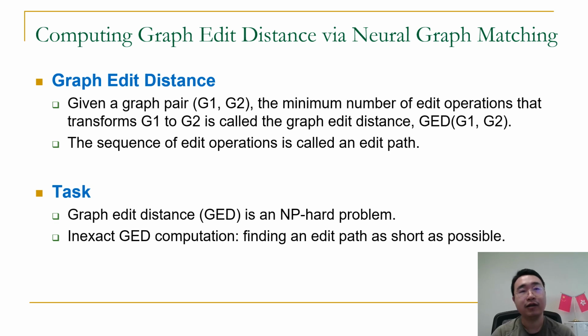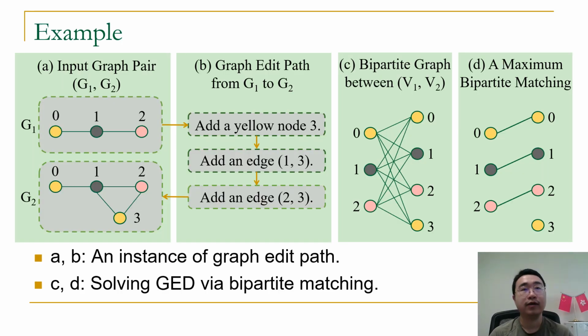Given a graph pair, G1 and G2, we aim to find an edit path that transforms G1 to G2 as short as possible. This figure gives a simple example of graph edit distance and edit path. To convert G1 to G2, we could sequentially do the following three edit operations: add a node 3, add an edge between 1 and 3, and finally add an edge between node 2 and node 3. These edit operations finally form an edit path, converting G1 to G2.